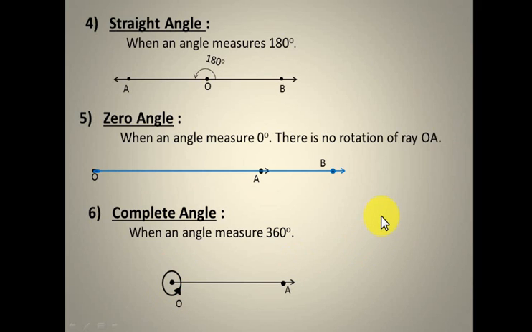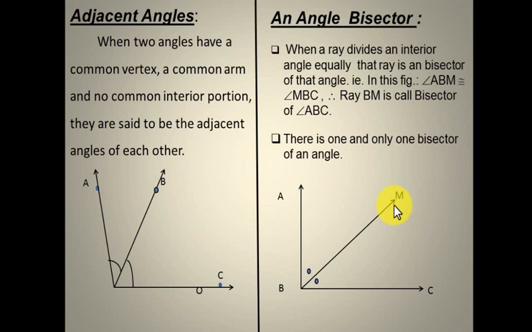That's why we call it a complete angle. Okay, so we did 6: right, acute, obtuse, reflex, straight angle, zero angle and complete angle. These were the basic types of angle. A little more deeply we will go. Okay, in that, first one is adjacent angle.